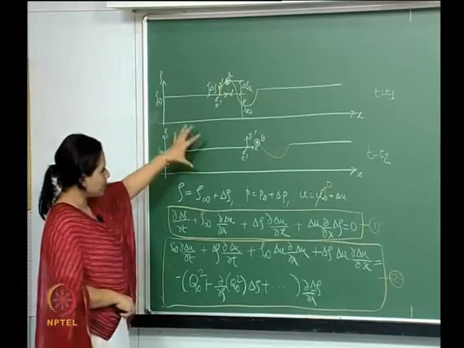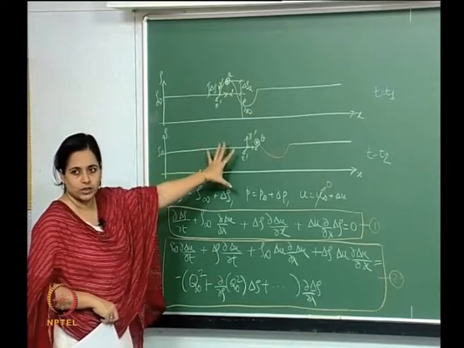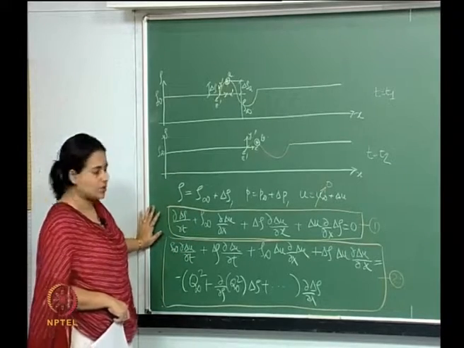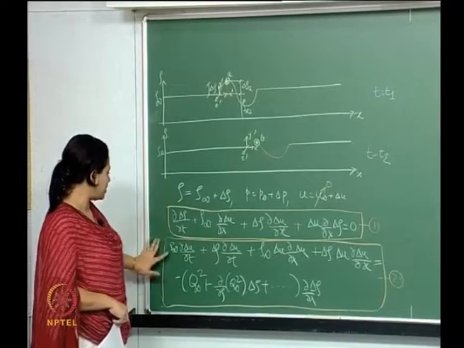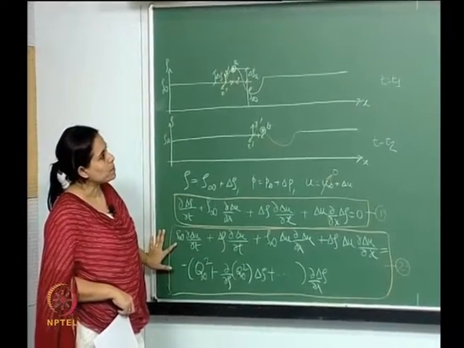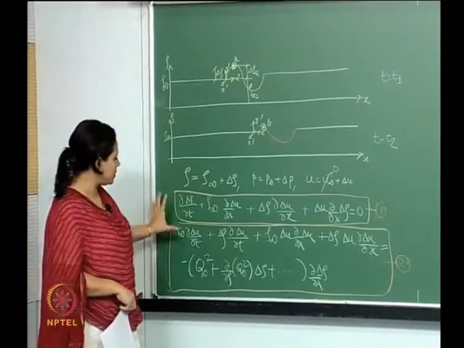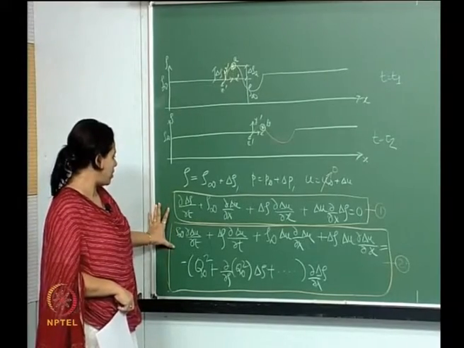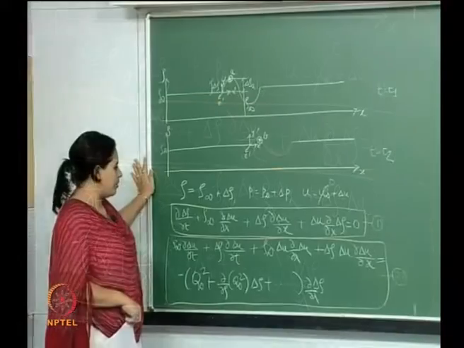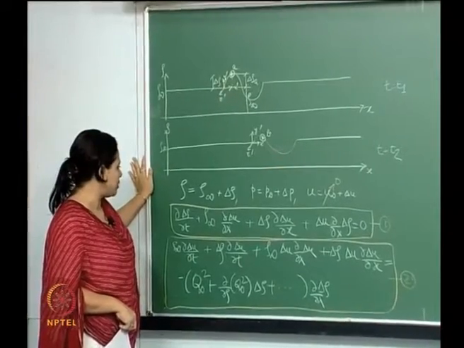So, for this picture here, the governing equations are basically this. This is the continuity, and this is a combination of the momentum and the energy equation. Now if you look at this, it seems to be too complicated. So, let us do one thing.